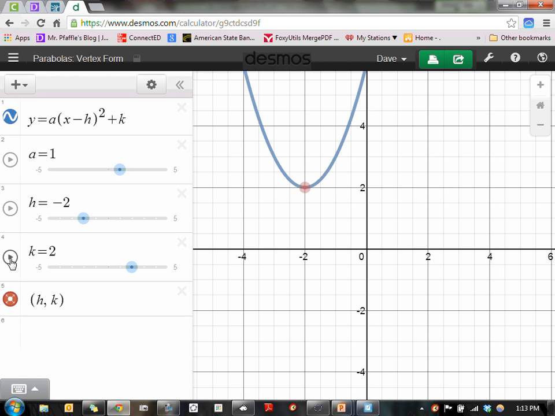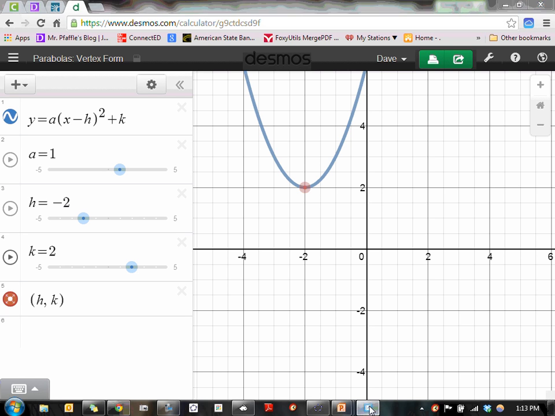Now you got to be a little bit careful. You put in H as a -2 and it's going to be X minus a -2, so it's really going to read X plus 2, hope it writes, or not. It will really read X plus 2 squared, plus K. And that's going to be plus your 2.